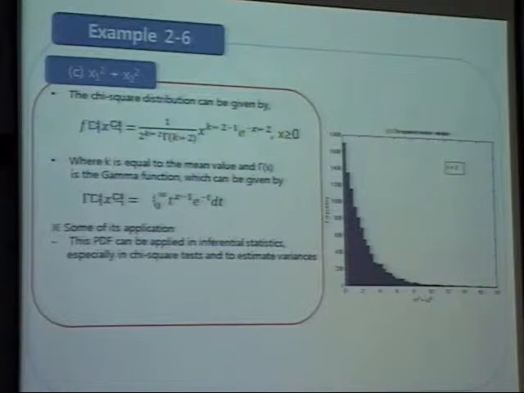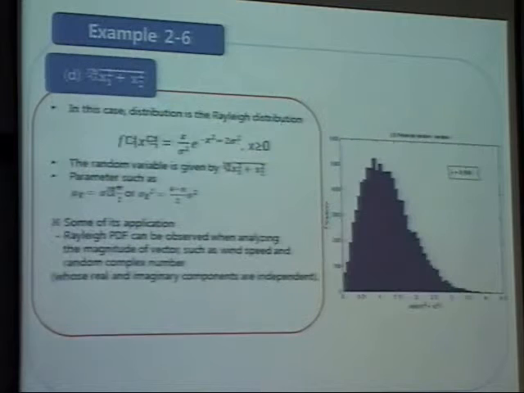This is the chi-square distribution. There are also some errors, but please understand me. And also the histogram and the PDF. The PDF graph looks like this. Some of its applications: this PDF can be applied in inferential statistics, especially in the chi-square test and to estimate the variance. The last one is the, sorry, I'm really sorry about it.